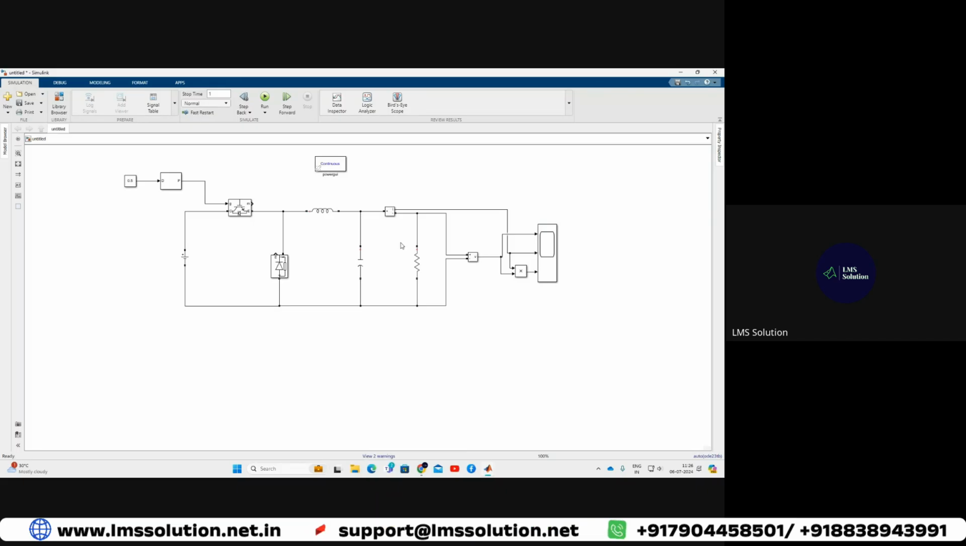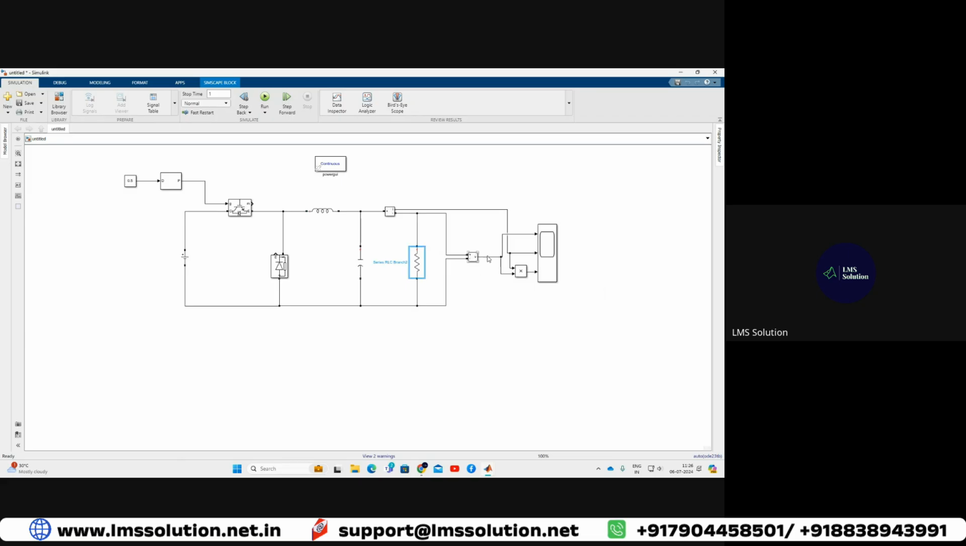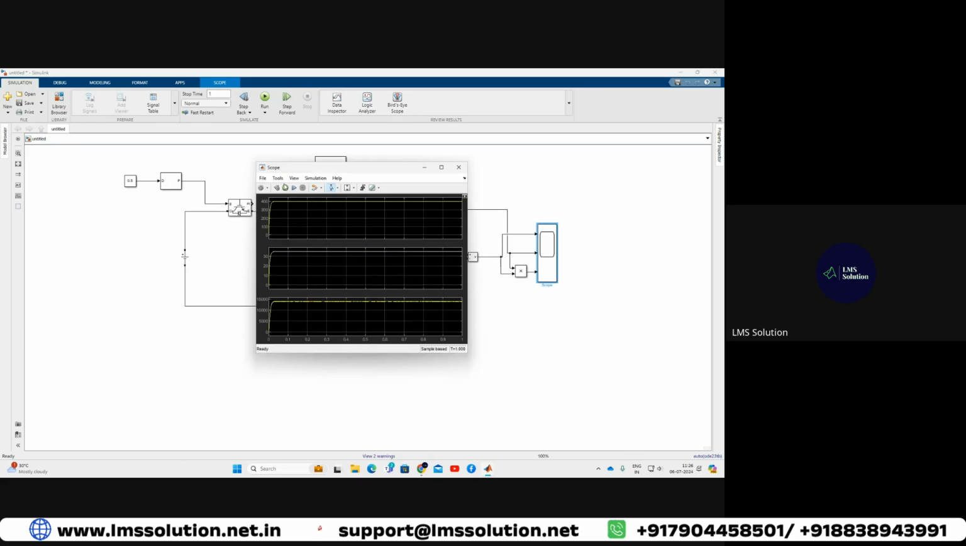Suppose the resistance is going to be changed. For example, I'm going to change the resistance. I'm going to make it 50% of the load. Okay. I'm just going to increase the resistance. Now also no problems, it's working fine.